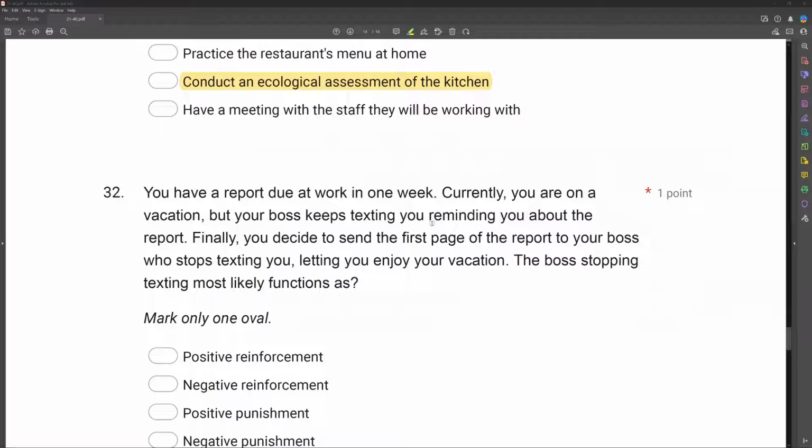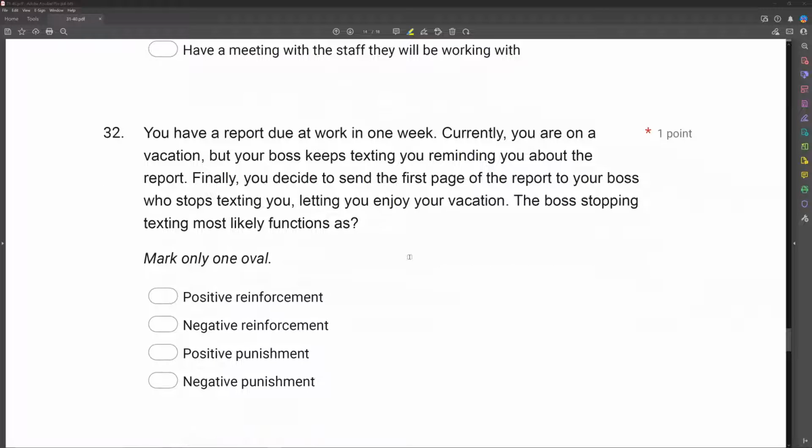You have a report due at work in 1 week. Currently, you're on a vacation, but your boss keeps texting you, reminding you about the report. Finally, you decide to send the first page of the report to your boss, who stops texting you, letting you enjoy your vacation. The boss stopping texting most likely functions as what?